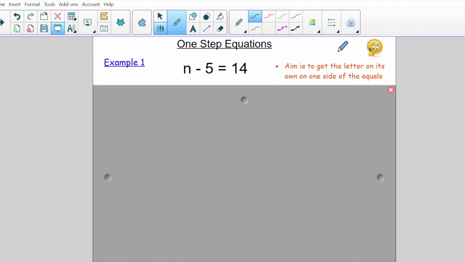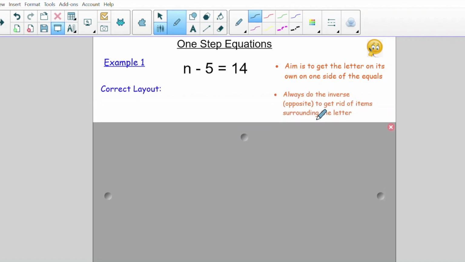Okay, let's look at some examples. So these examples are on your notes sheet, so I'd either like you to have printed off the notes sheet so you can write down these examples and stick them in your book, or just write these examples straight into your book. So we have n minus 5 equals 14. Again, the aim is to get the letter on its own on one side of the equal sign. Okay, so we're always going to do the opposite, this is called the inverse, to get rid of the items surrounding the letter. So in this case, I want to get rid of the minus 5.